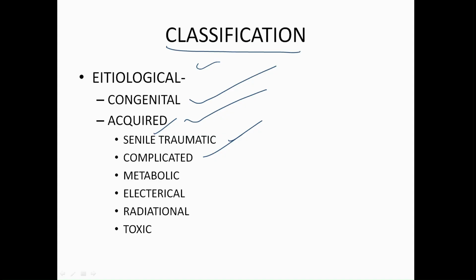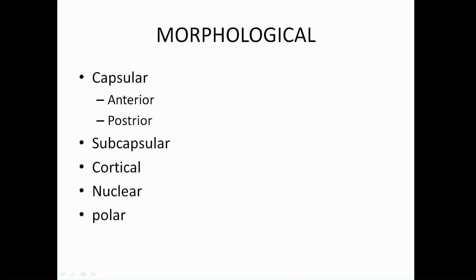Complicated cataract due to some other illnesses in the eye. Metabolic reasons like diabetes or Wilson's disease or any other storage disorders, etc. Then you have electrical, which is because of the electrical shock. Radiational, in case there is a radiational injury, either because of the radiation leakage or because of chemotherapy being given, wherein the eye can develop cataract. It is known as radiation cataract, or toxic because of some kind of poisoning.